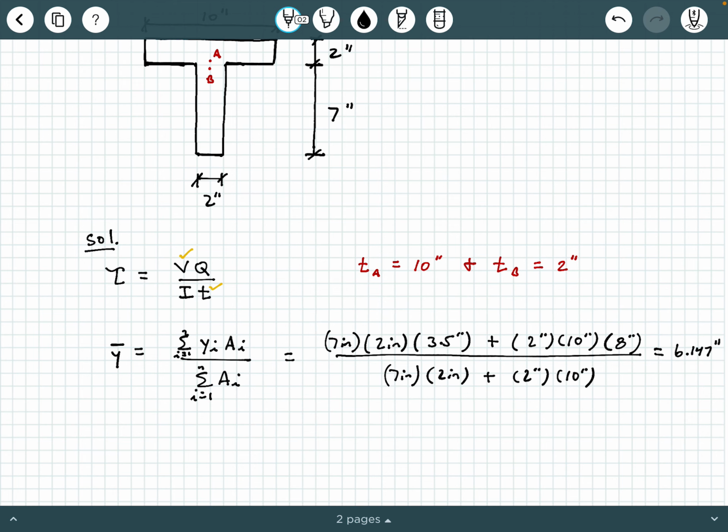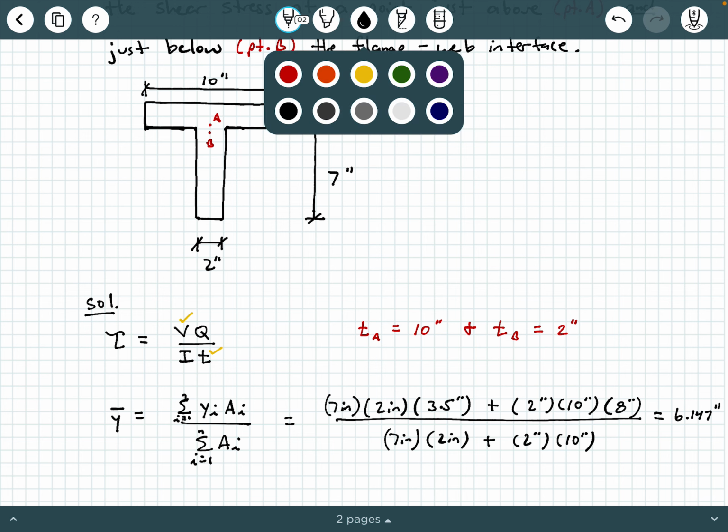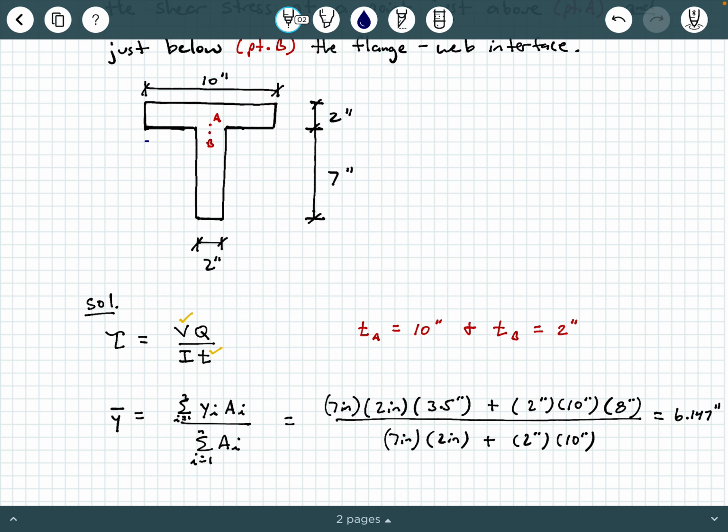If you're rusty on your centroid calcs, you need to go back and review that. I've got a video in my statics playlist that can help you refresh your memory on that. But this is not statics anymore, so I'm not going to go into any more detail with that. So y bar is going to be about right here. And that is that value of 6.147 inches. That's the centroid of the entire shape, okay? So that means that right here is our neutral axis, all right?